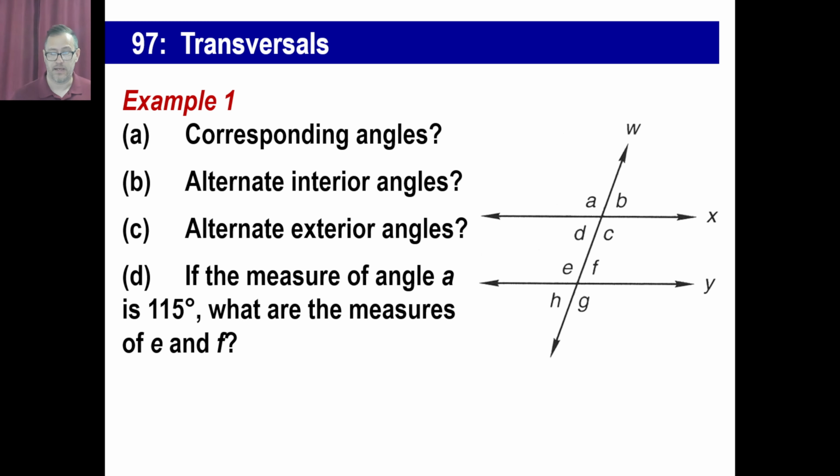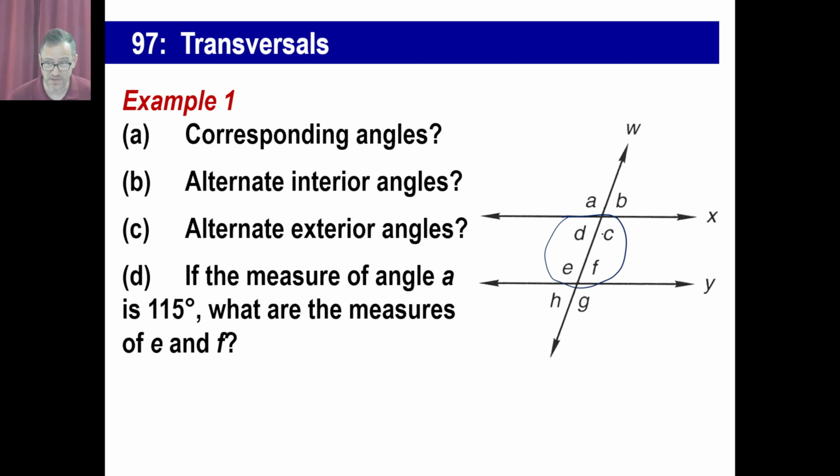A and E, right? Okay, B corresponds to F. C corresponds to G. D corresponds to H. Excuse me, alternate interior angles. The interior angles, remember, are the ones in here. So the alternate interior angles are C and E and D and F.